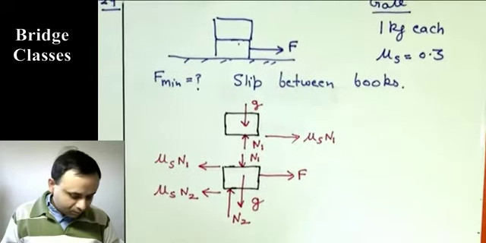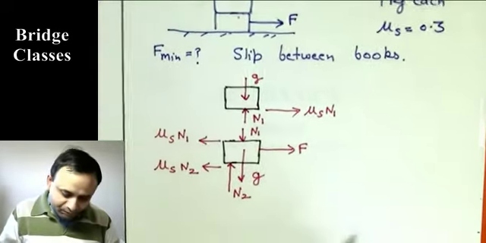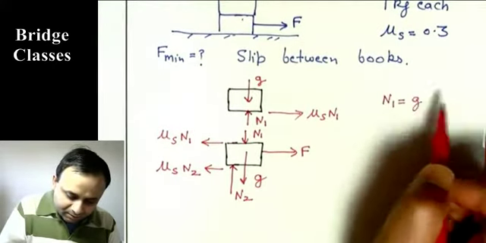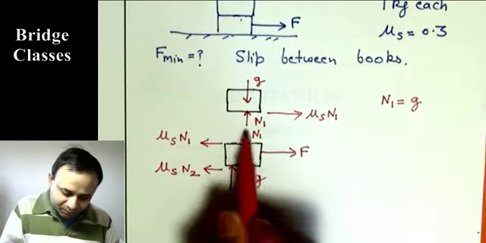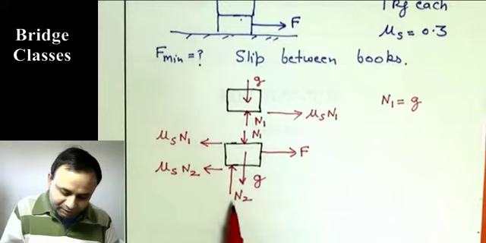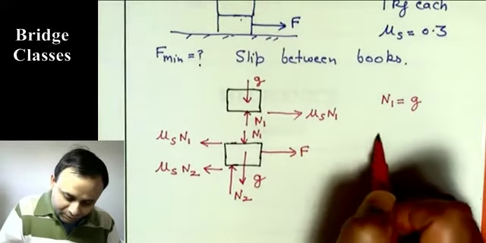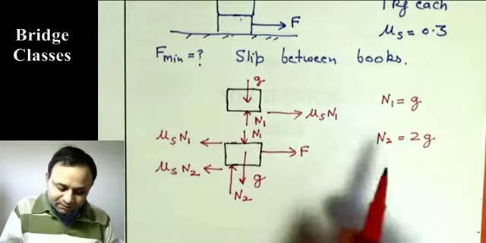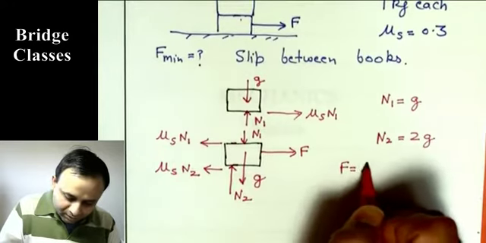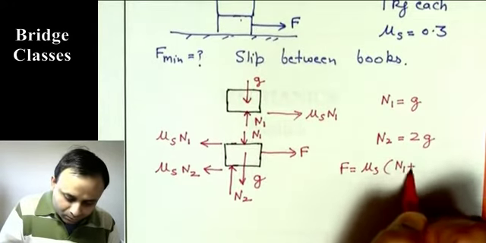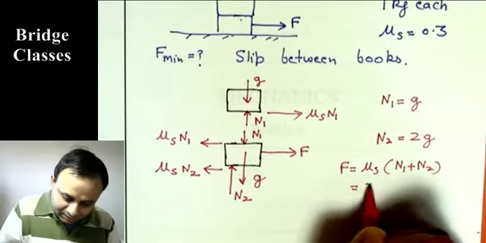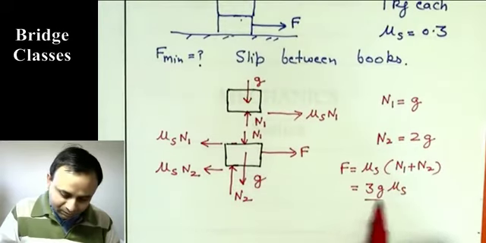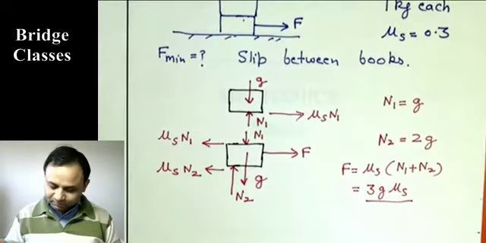Okay. So now we can do the balance. Vertical balance on this body, you will get N1 equals G, and vertical balance on this body, you'll get N1 plus G equals N2, so N2 will be 2G. And then horizontal balance, this force F is mu s times N1 plus N2, that gives us 3G mu s. And I don't have the number, you can plug the number in, so that's the answer. Okay. This was also a GATE problem.